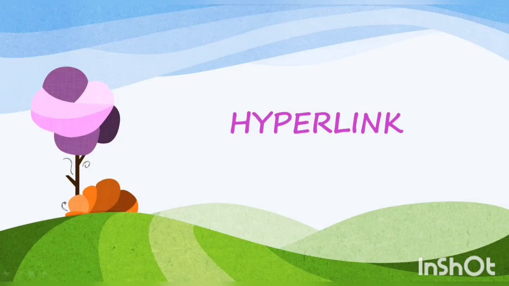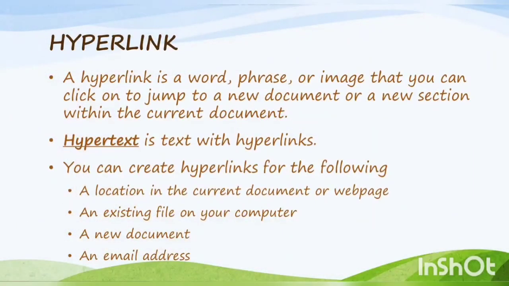The next topic is hyperlink. A hyperlink is a word, phrase or image that you can click on to jump to a new document or a new section within the current document. We all browse online daily to search for some data. When you type a particular subject, that is any title which you want to search, and press the Enter key, a set of links appears on the screen. When we click on any of those links, a new web page opens. This link, the blue colored underlined text which opens a new page when you click, is called a hyperlink.